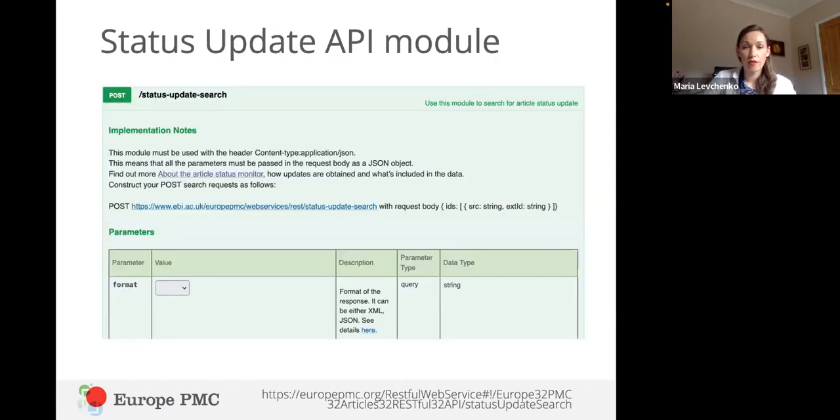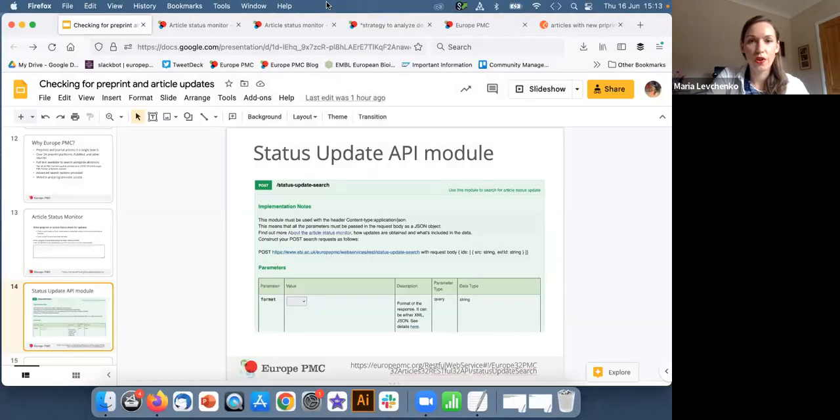But then we also have a programmatic module of the REST API called Status Update Search Module. This is the interactive Swagger documentation for it. So if anyone is interested to try it out, the link is down here. I am now going to attempt to show how this actually works, and I'll start with the website.